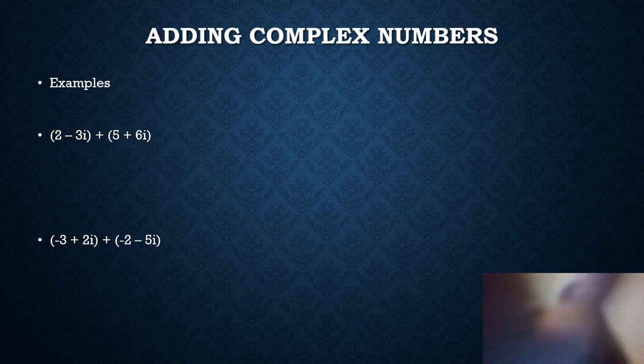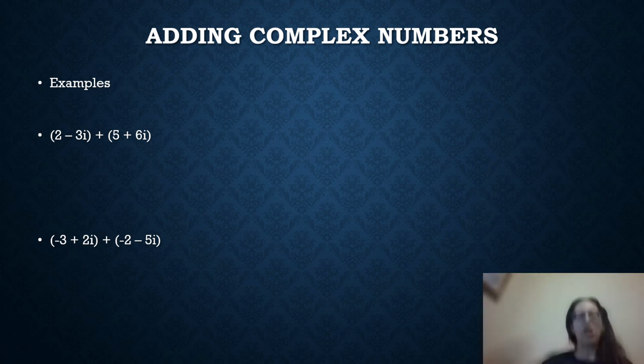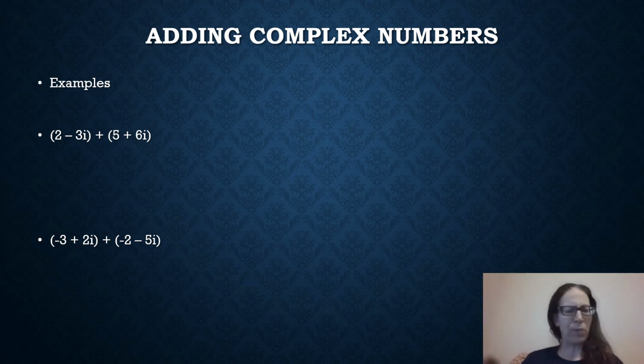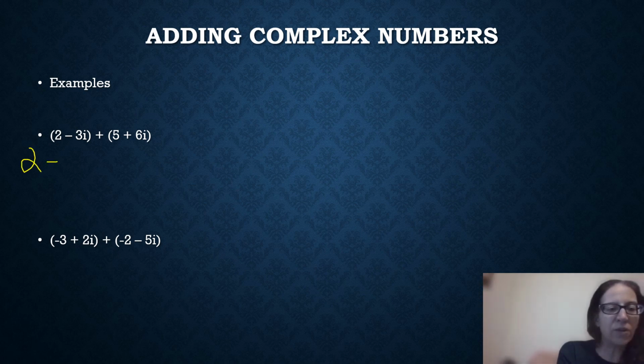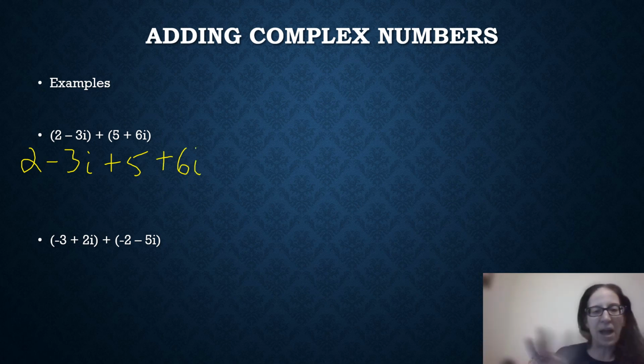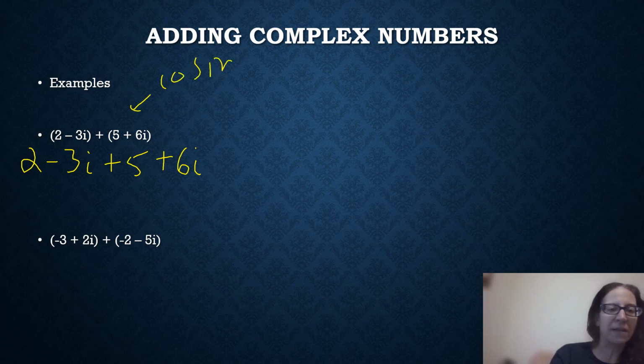So for this first one, typically most teachers are not going to show any work for this, nor do we require you to show work for it. But the very first time that I'm going to demonstrate something, I am going to show you how the process works. So I've got 2 minus 3i plus 5 plus 6i. So we have two complex numbers there. The first thing I'm going to do is remove the parentheses. And in this particular case, I usually will say that the parentheses are what are called cosmetic.